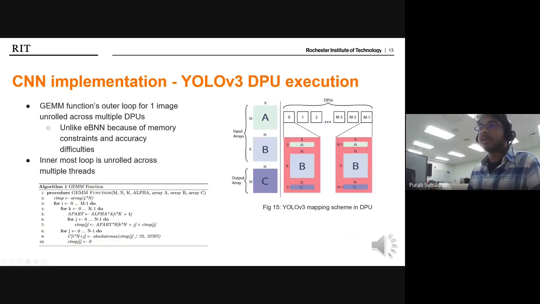So let's have a look at how we distributed such large matrices across multiple DPUs. And this is our decomposition algorithm right here. The scheme we used is that if you have m rows in the input matrix, that's how many DPUs we should be using. That was our optimum result.